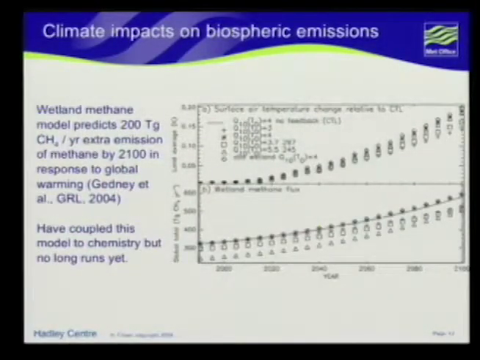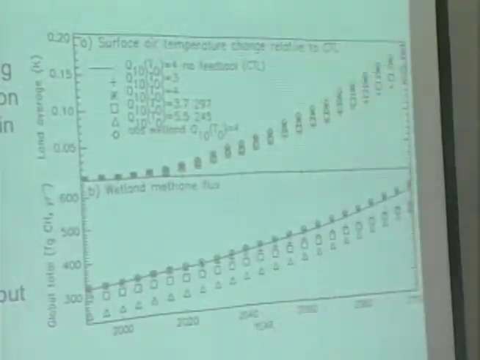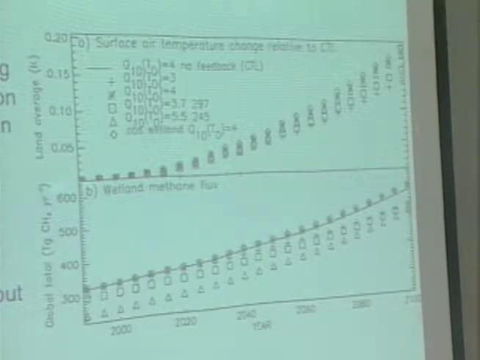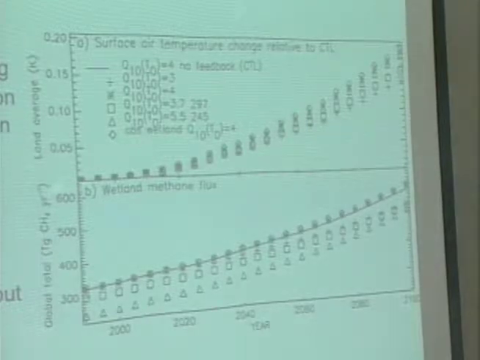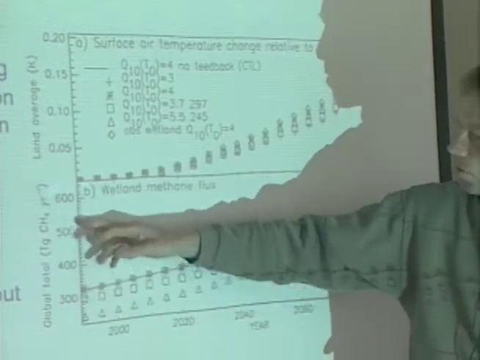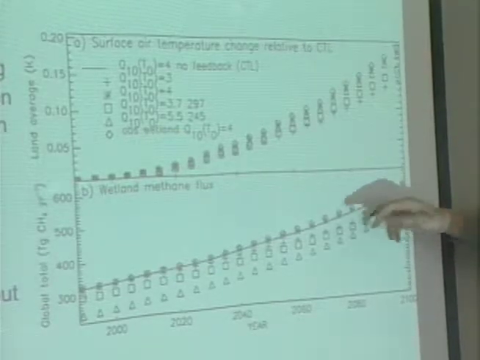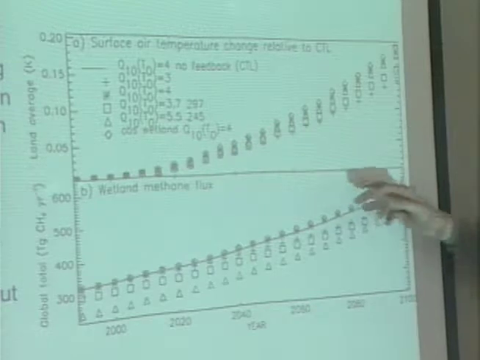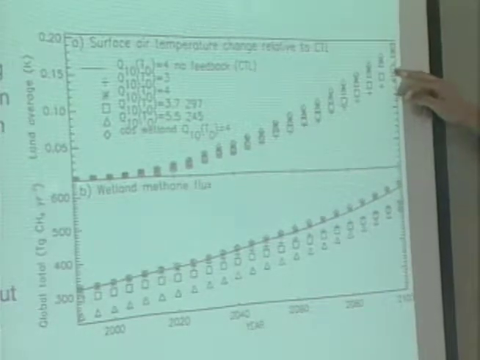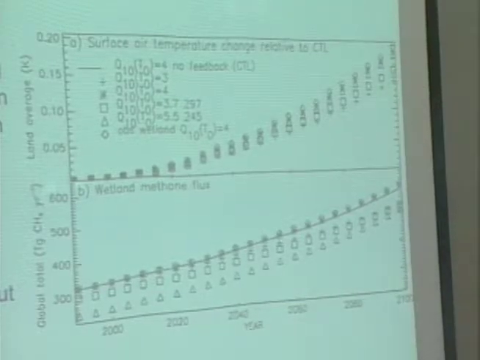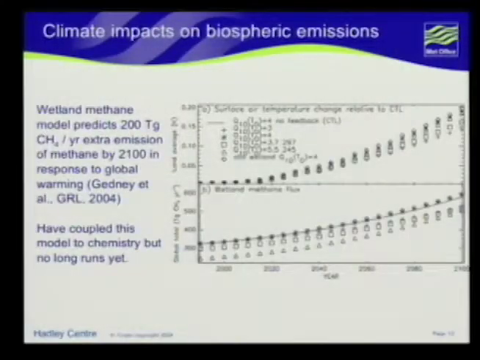In all cases, she roughly predicts a 200 teragram change in methane emission from now until 2100, and I think that's an A2 scenario again. So the emissions would go from 300 teragram of methane to about 500 teragram. But that's not much in terms of temperature change. We're just talking about 0.15 K by 2100 in an A2 scenario. So you can argue that's a fairly small climate feedback. Yes?